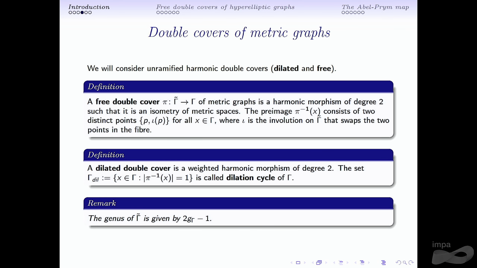A dilated double cover will be a weighted harmonic morphism of degree 2. Sorry, I don't have the time to define the weighted harmonic morphism, but I will give you an example. We will call gamma dil the set of all the points that have just 1 preimage. So in the free case, we always have 2 preimages. In the dilated case, we can have points with just 1 preimage, but with a dilation factor that I will tell you. And since we are dealing with unramified covers, the genus of gamma tilde will always be 2 times the genus of the target graph minus 1.